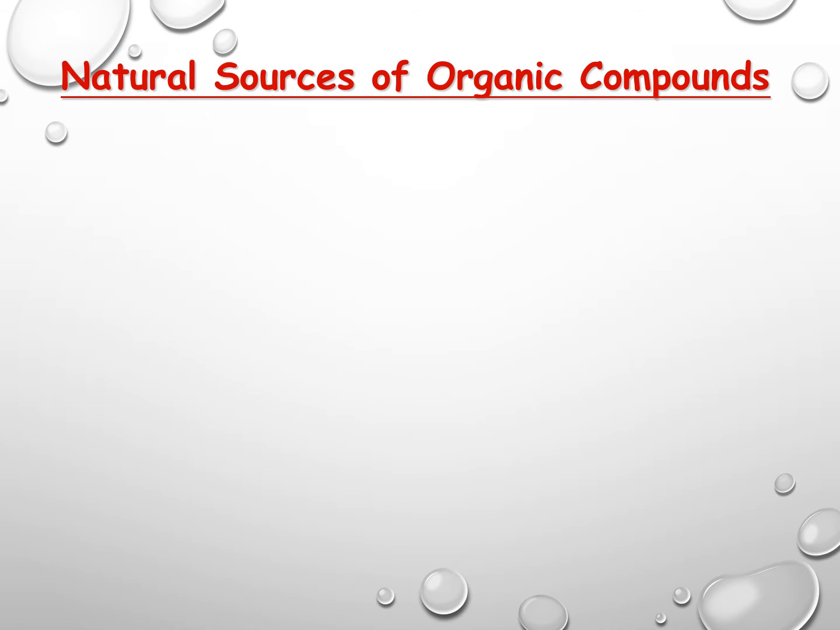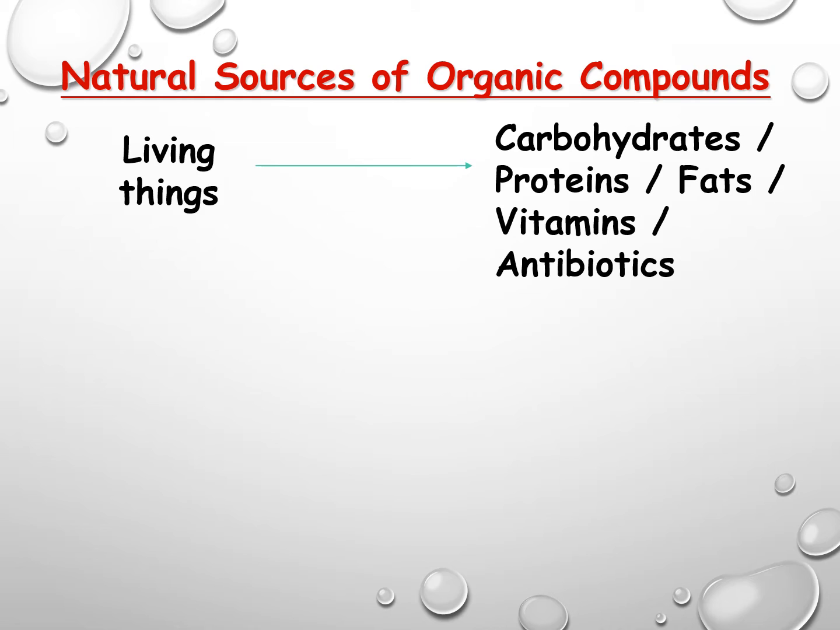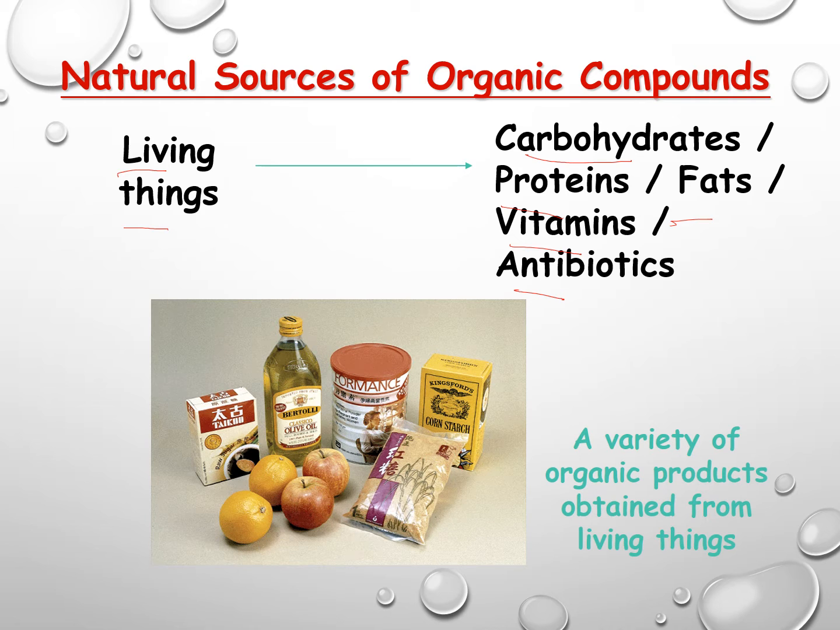Okay, natural sources of organic compounds can be found from living things, in the form of carbohydrates, proteins, fats, vitamins, and antibiotics. So there are several products in the market which contain organic compounds that came from living things, such as olive oil, milk, cornstarch, and fruit. All of these products contain organic compounds such as carbohydrates, protein, fats, vitamins, and antibiotics, which you can see at the back of the product.